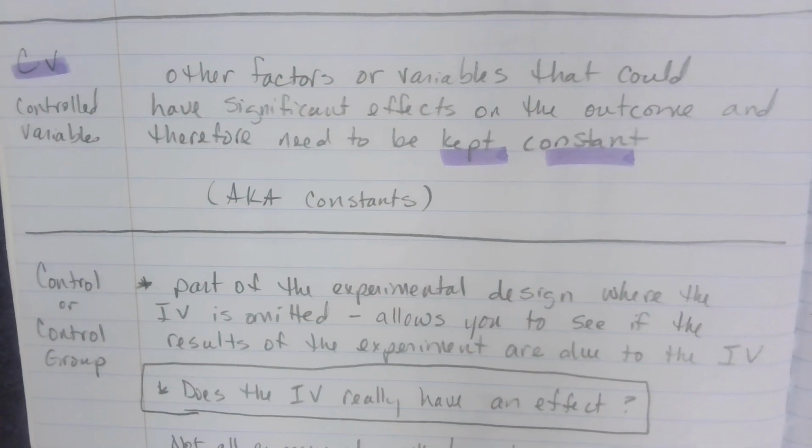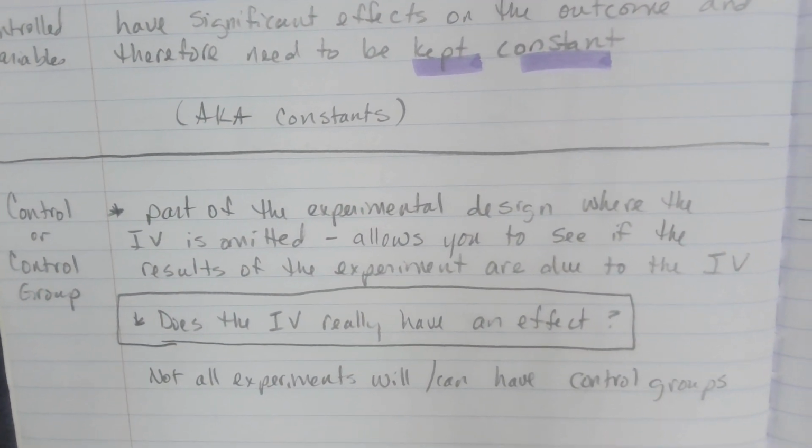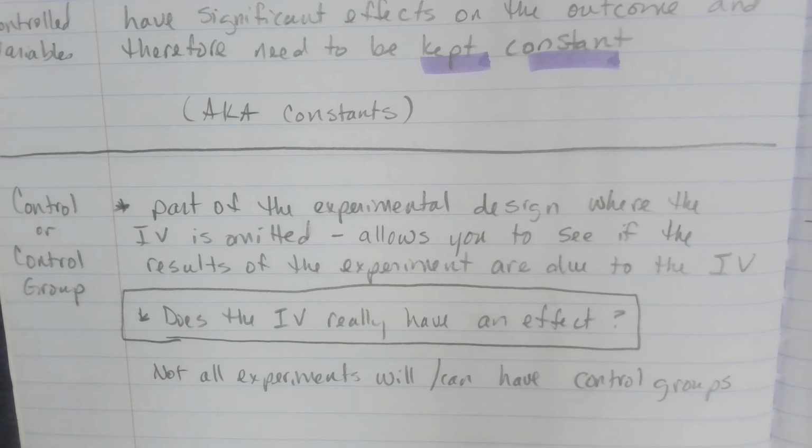And finally, the control, which is also called control group. So control and control group are two terms that are meaning the exact same thing. The control, or the control group, is the part of the experimental design where the independent variable is omitted. It allows you to see if the results of the experiment are due to the independent variable. In a way, it's able to answer the question, does the independent variable really have any effect whatsoever on the experiment? Not all experiments will or can have control groups. We just try to add a control or a control group whenever we can.